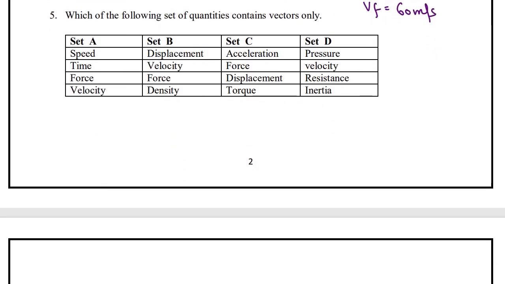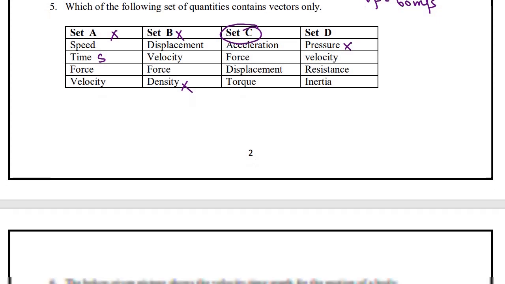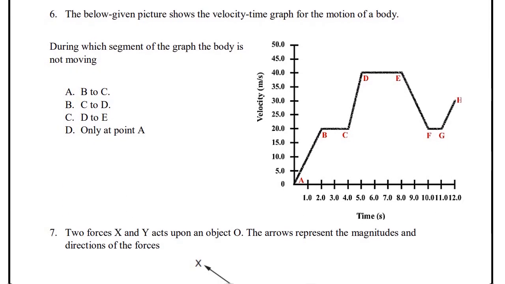Which set of quantities contains only vectors? So time is a scalar quantity, and density is a scalar quantity, and in option D, pressure is a scalar quantity. So set C contains acceleration, force, displacement and torque. These all four quantities are vector quantities, so option C will become our right answer.